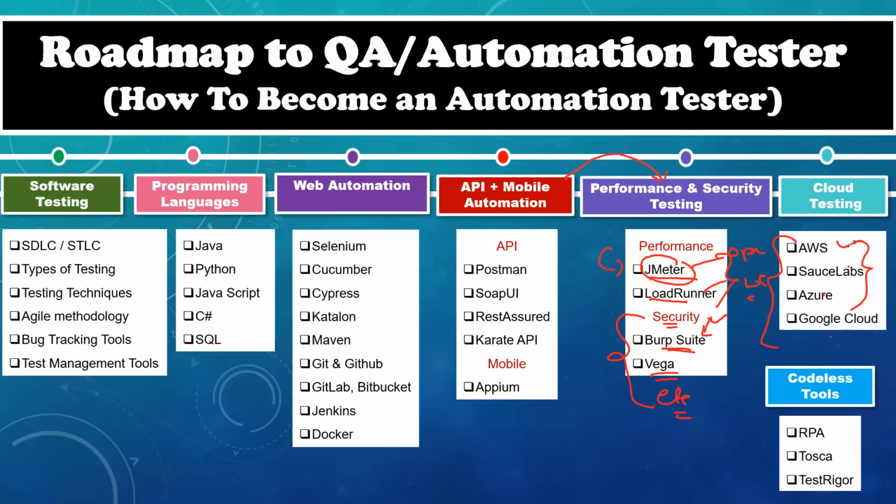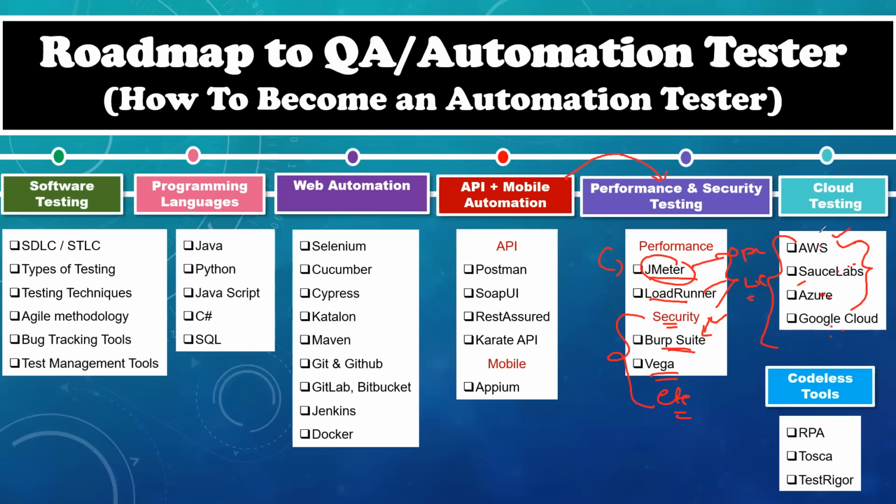We can use that environment for a long time, otherwise we can finish it. So this is all about cloud testing. If you know at least one tool like Amazon Web Services, Sauce Labs, Azure, or Google, you can easily work on other environments. So have some basic idea about one of the environments, whatever it is, because these are used for setting up the environment and the infrastructure.